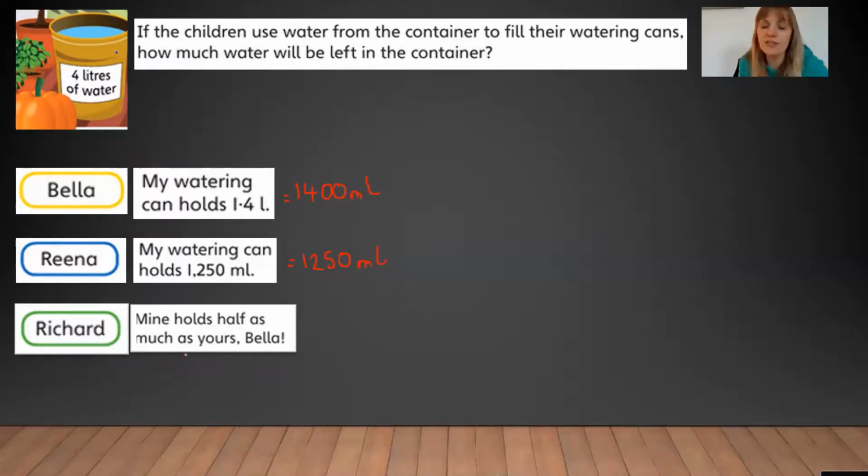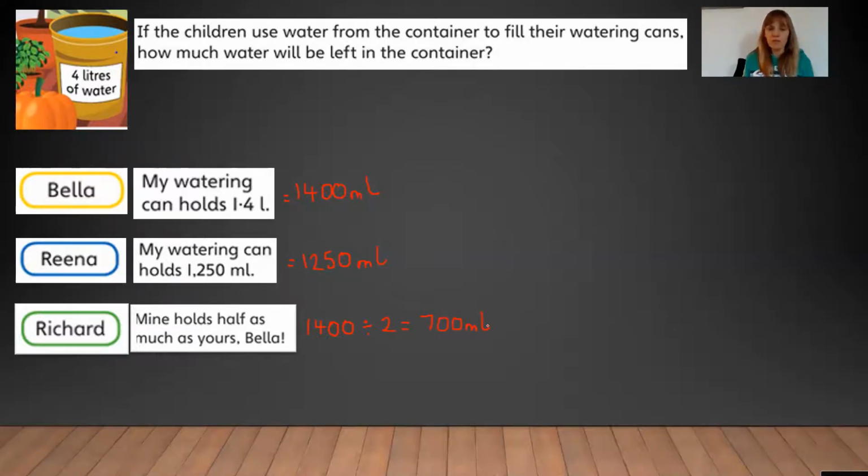Now, Richard has said, mine has half as much as yours, Bella. So that means Bella has 1,400 millilitres. It's got half as much. We need to divide that by 2. So that means that Richard has got 700 millilitres.